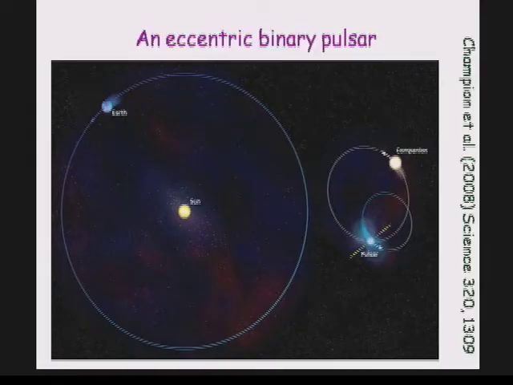So here's the Earth in the Sun orbit. It's a little bit eccentric, but it's pretty circular. And here's this pulsar in its companion's orbit. It's in a very eccentric orbit, not circular. And we're really puzzled as to how this type of thing could form.